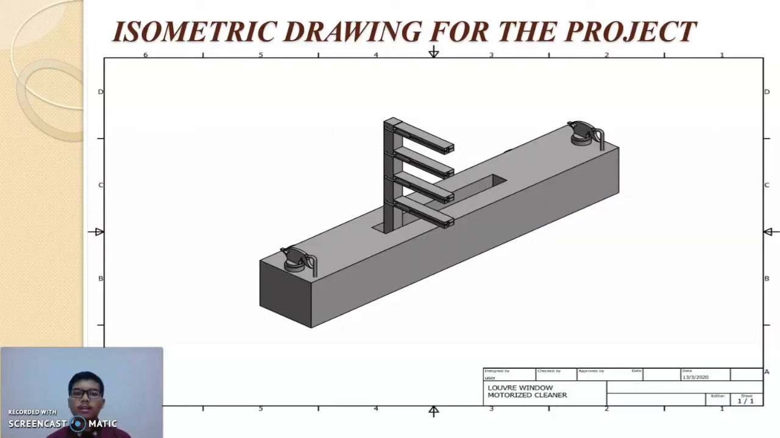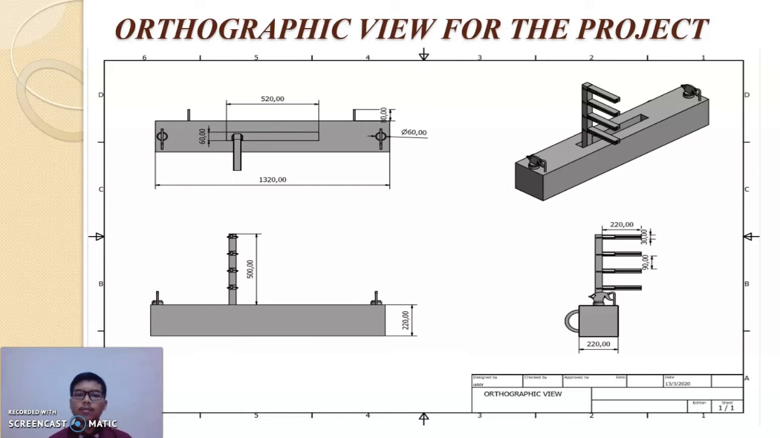This is our isometric view drawing of the lower window motorized cleaner. As you can see, the board at the bottom of the product contains the motor, spraying system, Arduino, shaft, and battery. At the top of the product is the wiper itself, the span, and also the hose for water to clean the windows. Then, this is the orthographic view of our project, which is in third angle projection. The top left is the plan view, the left bottom is the front view, the right bottom is the side view, and the right top is the full view of the project.